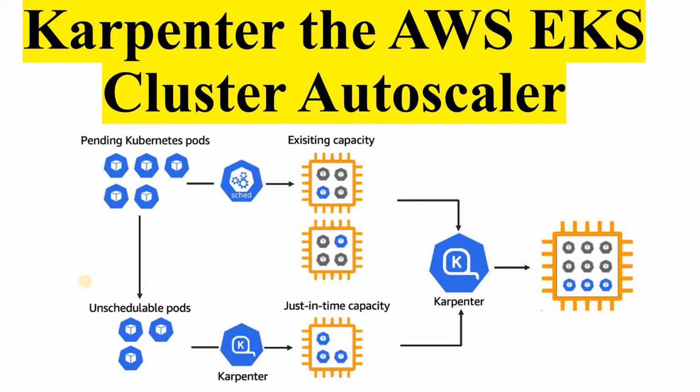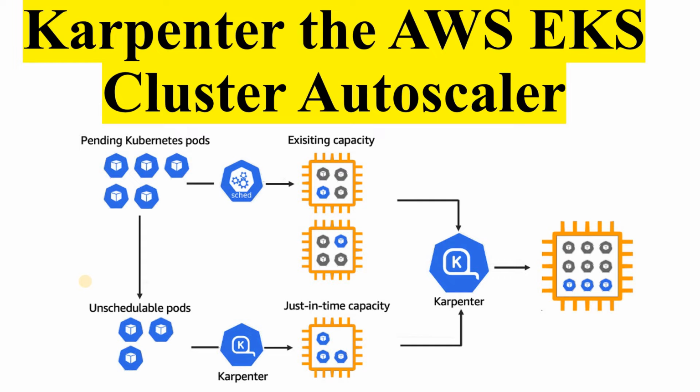Hey, hi. In this video, we're going to see how to enable Karpenter on AWS EKS as a cluster autoscaler. As you know, Karpenter is an open source cluster autoscaler that automatically provisions new nodes in response to unschedulable pods. Karpenter evaluates the aggregate resource requirement of the pending pods and chooses the optimal instance type to run on them.